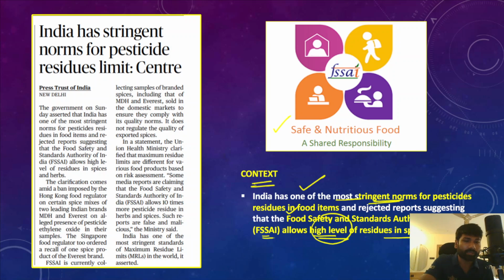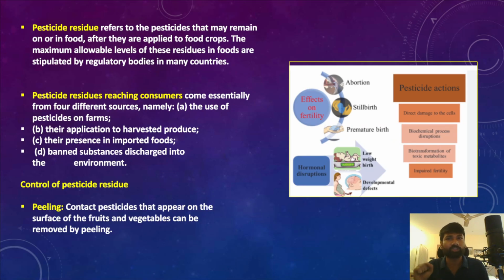Now we'll understand what exactly this pesticide residue is. Pesticide residue refers to pesticides, because in agriculture we regularly use pesticides to kill pests and improve agricultural productivity. Due to monocropping also, the pest infestation is very high. So with monocropping practices in agriculture, pest infestation is very high, and therefore we are using a higher amount of pesticides in agriculture.